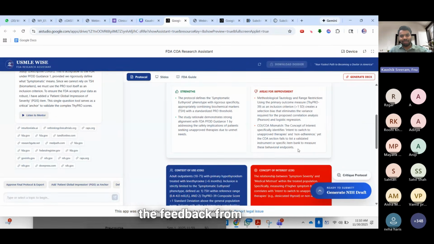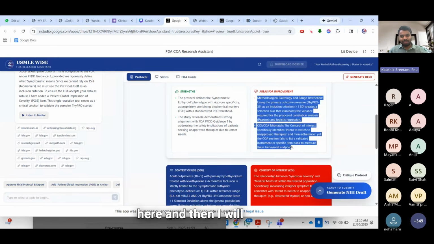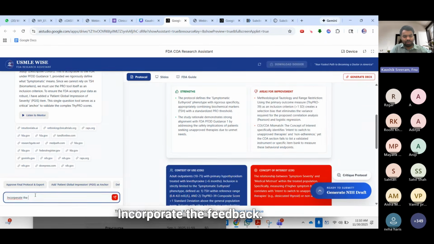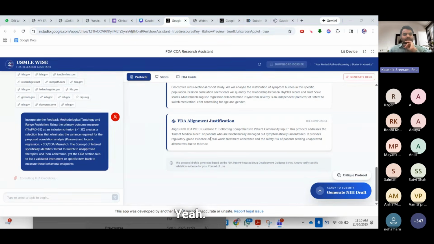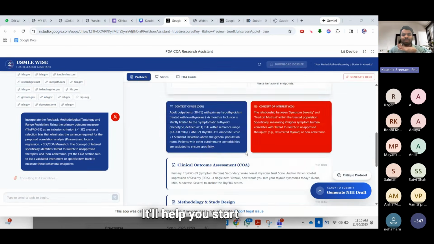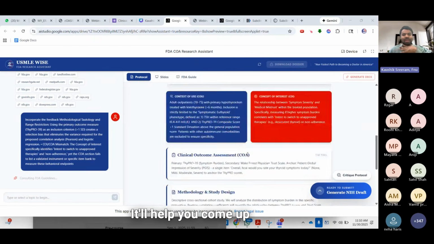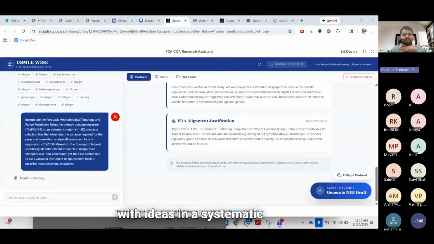So what I do is I take the feedback from here, and then I will say incorporate the feedback. What this tool does is help you start research. It will help you come up with ideas in a systematic way, and then you can sit with it and ask it questions. So it is an assistant to form a research question.